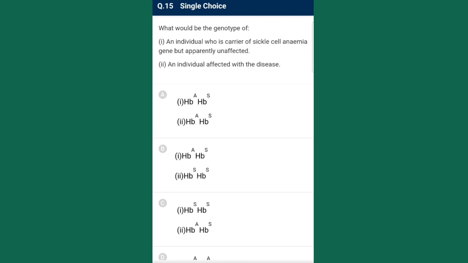Hemoglobin S with this mutation is referred to as HbS, as opposed to normal HbA. So the answer for this question is option B. HbA HbS is a carrier, HbS HbS is affected.